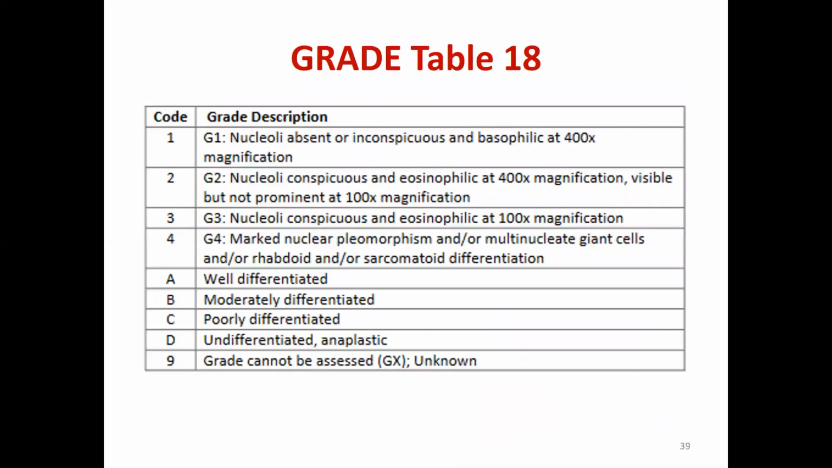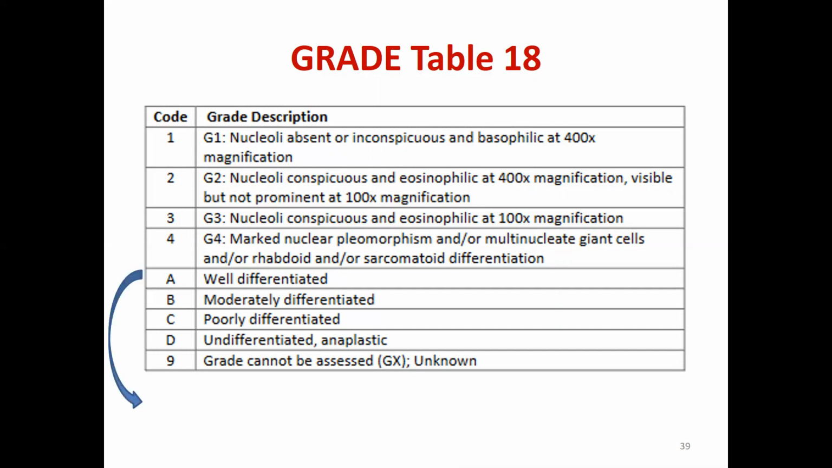For the kidney parenchyma, grade table 18 is used. And there are a few notes. Codes 1 through 4 take priority over codes A through D. Note 4, the Furman grade is no longer used for coding grade for kidney cancers. If you have a Furman grade, you will code 9.